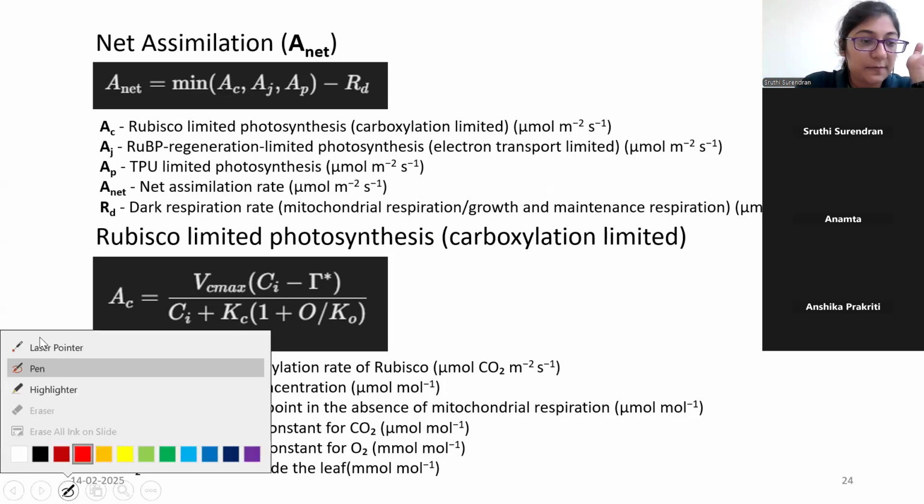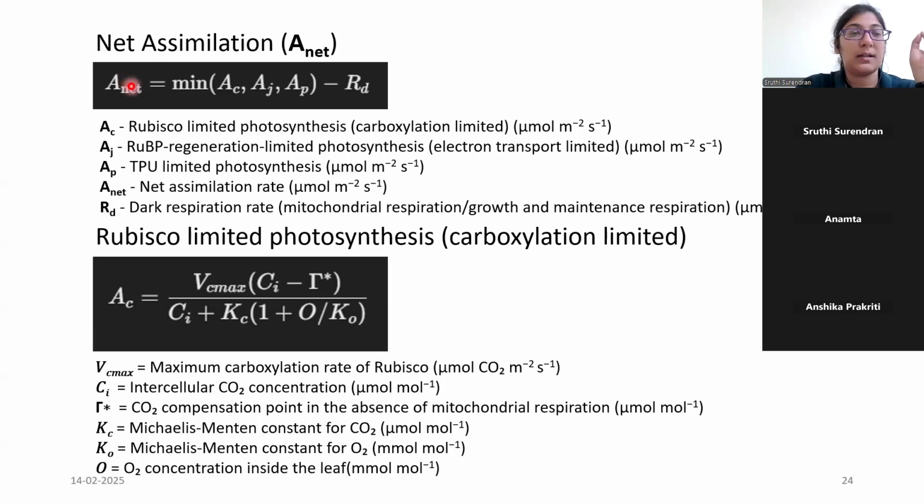Now see, the final equation is this one. A net is equal to the minimum of AC, AJ, AP, minus RD. RD is what? The dark respiration rate. AC is what? It is the Rubisco limited photosynthesis. AJ is what? It is the RUBP regeneration limited photosynthesis. AP is what? It is the triose phosphate utilization limited photosynthesis.